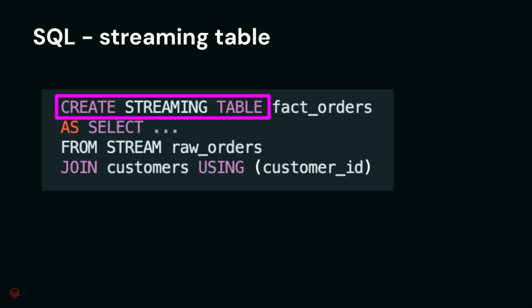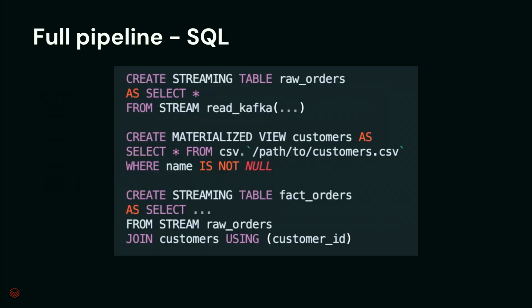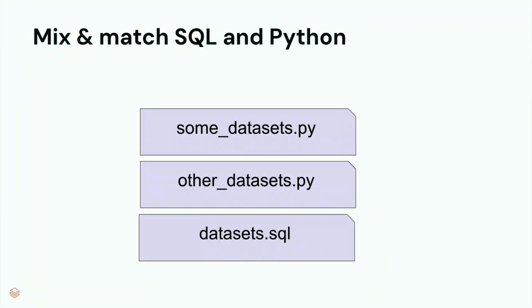In this case, we say create streaming table. And then we want our select statement to be a streaming query. So we use this special stream keyword when reading from our table. Stream raw orders is the equivalent of using the read stream API inside Python. And so here's the full pipeline in SQL. Note that we don't have to choose between Python and SQL when we're defining a pipeline. Our pipeline definition can contain multiple source files, some of which are SQL and some of which are Python, so we can fully mix and match.